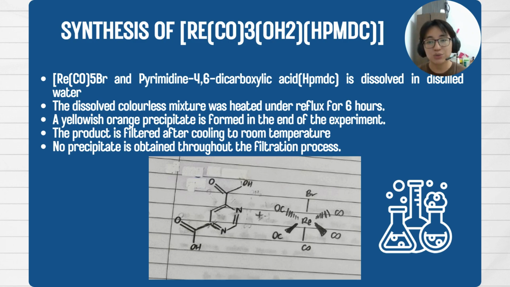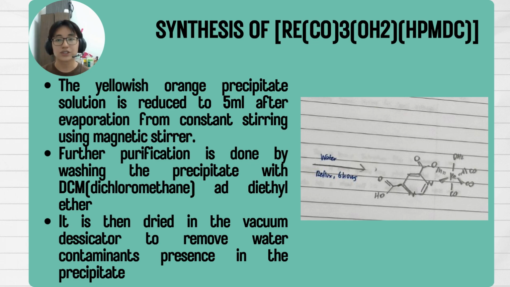After 6 hours, a yellowish orange precipitate is formed at the end of the reflux, and the product is filtered after the solution is cooled to room temperature. The observation is that no precipitate is obtained on the filter paper during filtration, so the whole product is dissolved in the solution and passes through the filter paper. After the filtration, the yellowish orange solution is reduced to 5 ml by constant stirring using a magnetic stirrer, which promotes evaporation of the solvent, the water, into the atmosphere.